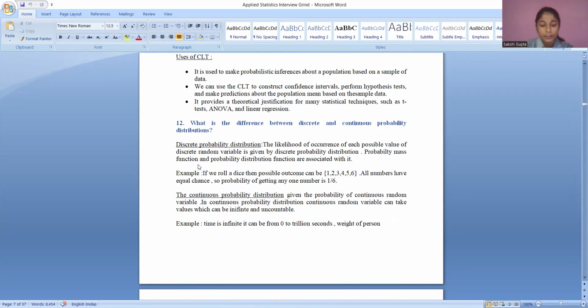Next, a second example, the number of students in a class, or the number of heads when you toss a coin. The probability of each possible value is given by something called the probability mass function, and the total of all the probabilities equals 1. That is a discrete probability distribution because there are only two specific outcomes.